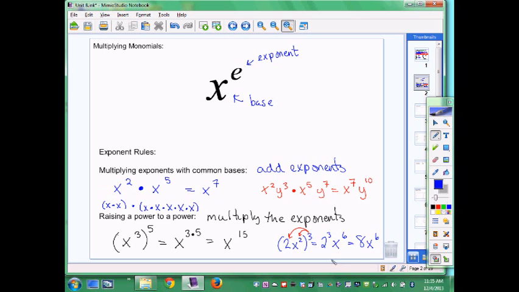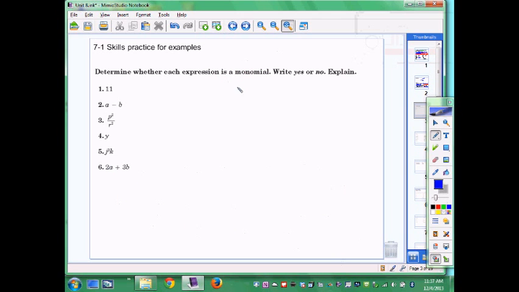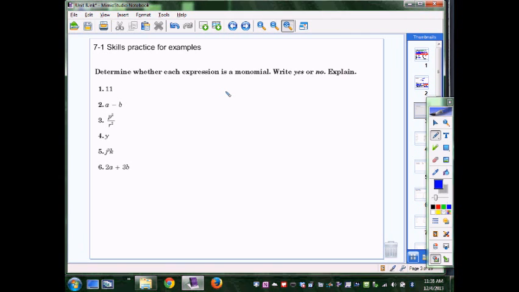Look on the packet that I gave you guys. The second page is 7.1 skills practice. That's where these problems that we're doing right now came from. So they're in the packet.